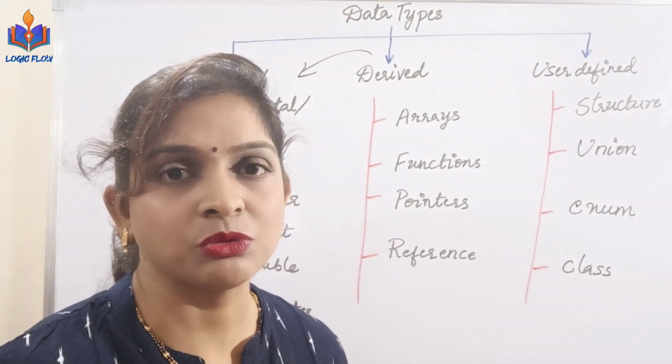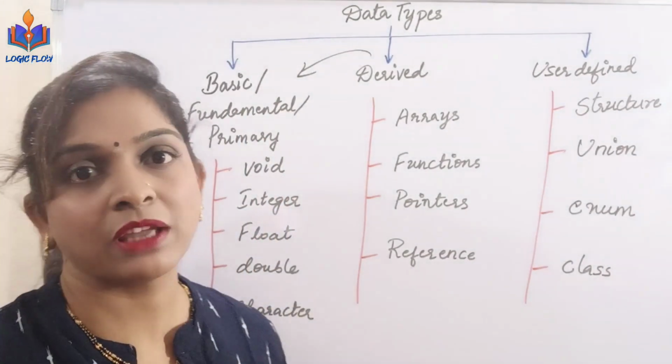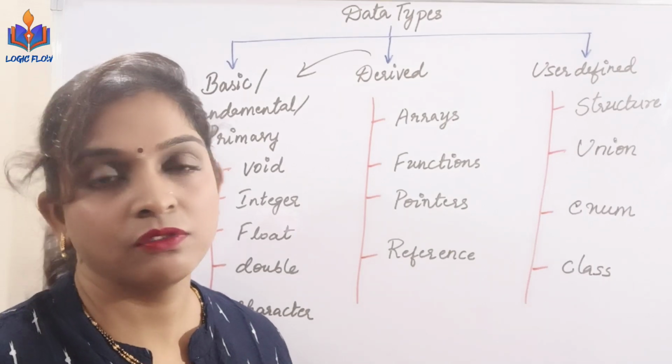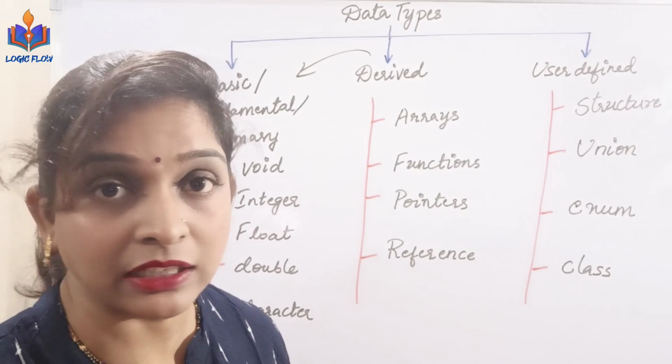Then you have the user defined. The name itself tells you the user is going to define a new data type. Say my fundamental data type can support only limited features. I say derived, then it is deriving from the existing data type again.